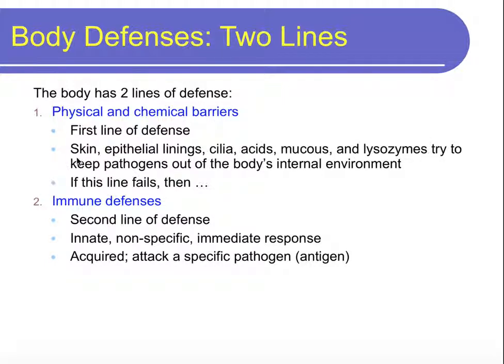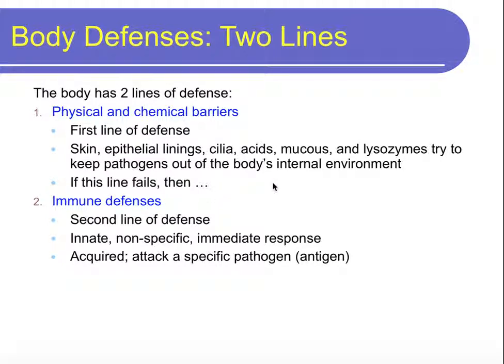So that would include our skin, right? Our skin is a physical barrier from the outside world to the inside. And so when we have an open wound, for example, that's one way for pathogens to get into our body. Our epithelial lining, cilia, the acids of our stomach, the mucus, lysosomes, all of these are designed to try to keep pathogens outside from getting into our body.